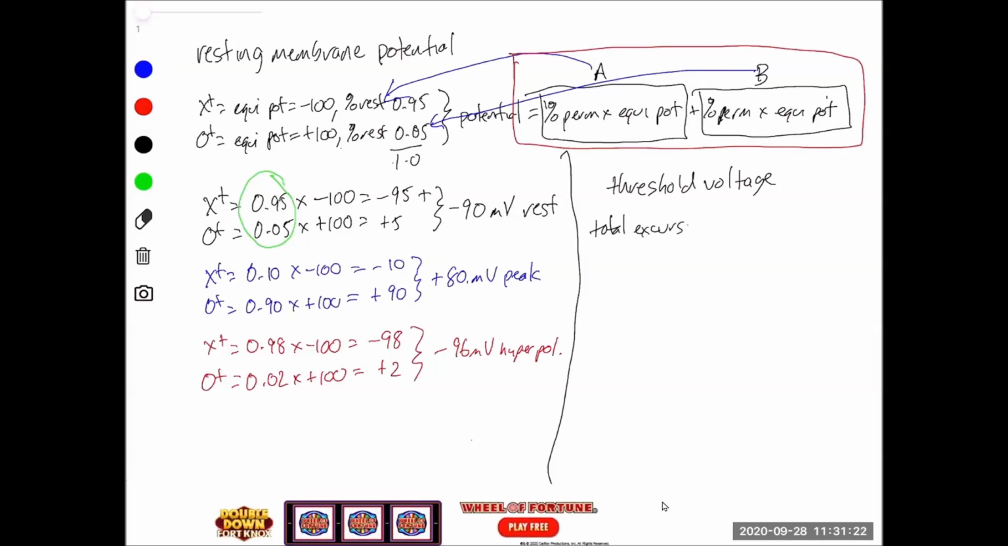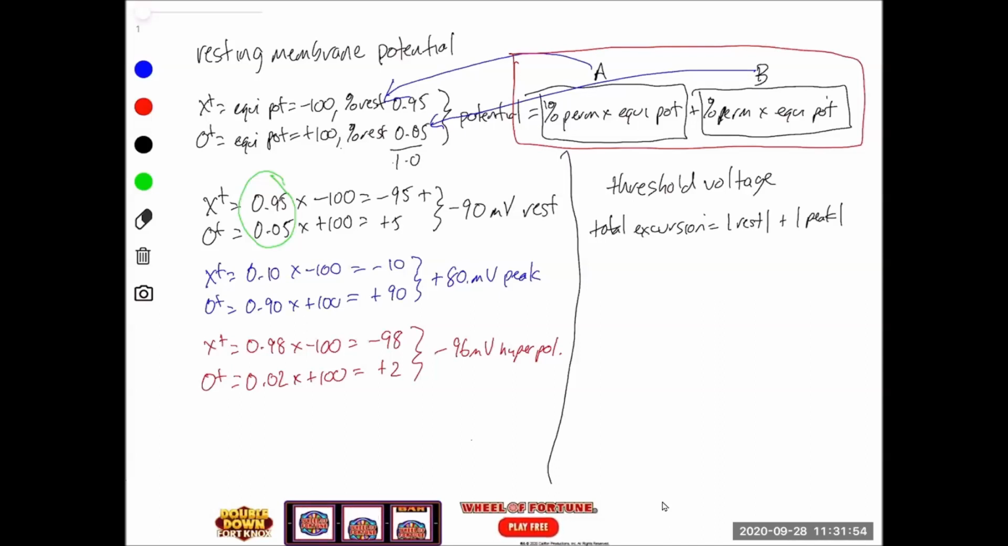And the total excursion equals the absolute value of rest plus the absolute value of peak. So if we start at rest at minus 90 millivolts, we have to move 90 units to get to 0. And then peak is at plus 80, so we've got to move 80 more units. All right, does that make sense? To get to peak. So together we move 90 to get to 0, and then from 0 to peak, we move another 80, so that's 170.